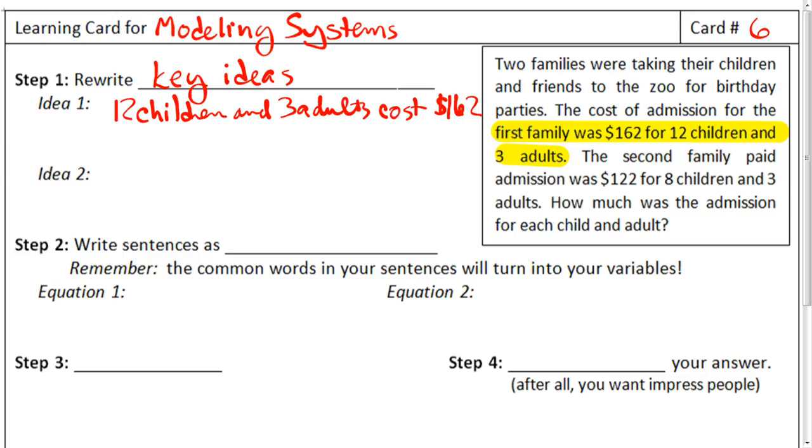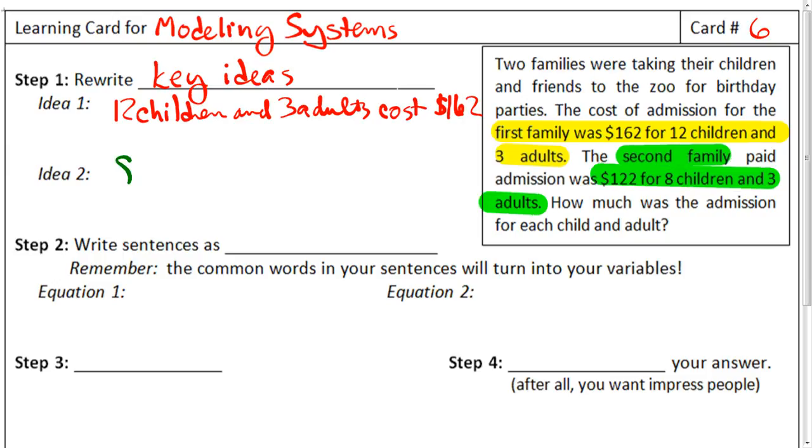Big idea number 2. Sometimes it's going to be identical. So like this one, it's still people going in. Sometimes it might say how many admissions there were, how much money people made. So you do need to be careful of that, but it's still the same idea. You look for some more information. You're like, ooh, second family, $122 for 8 children and 3 adults. That's big idea number 2.